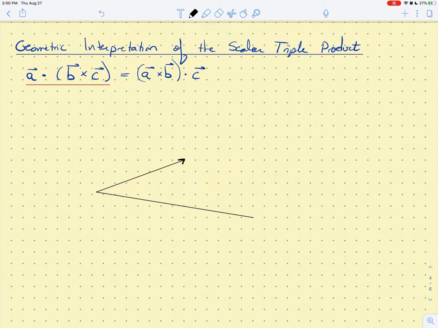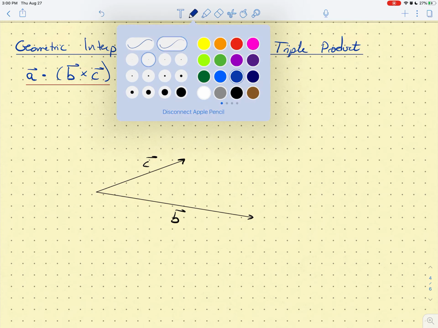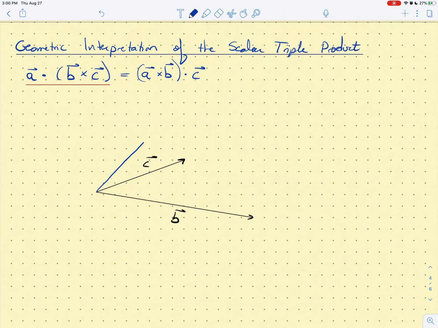Let's say this is the vector B, and let's say that this is the vector... Actually, you know what? Let's make this one C. That way everything lines up the way I want it. That one is C. This one is going to be B, and then I'm going to draw A coming up looking something like that. There's my A. Is everybody happy with that?